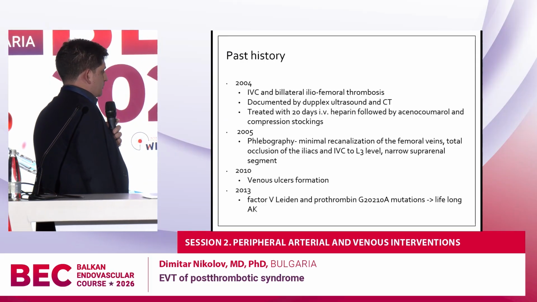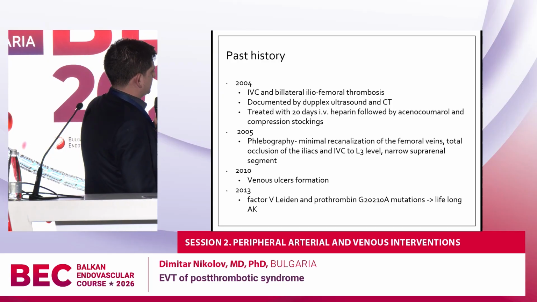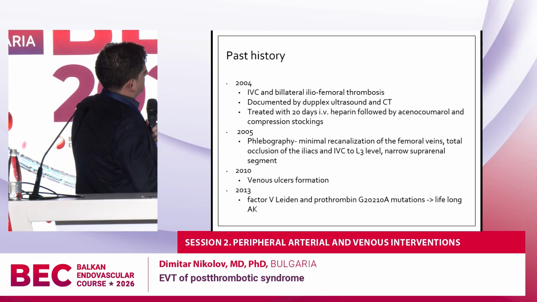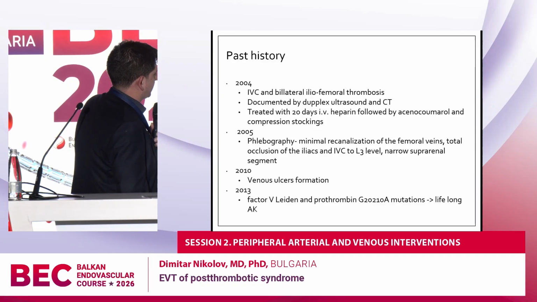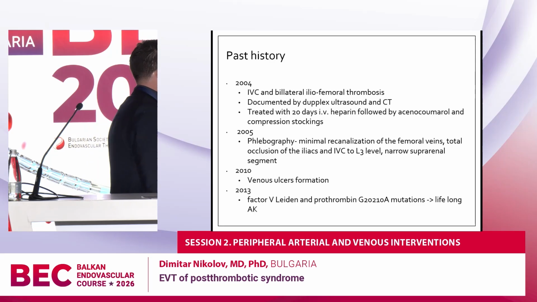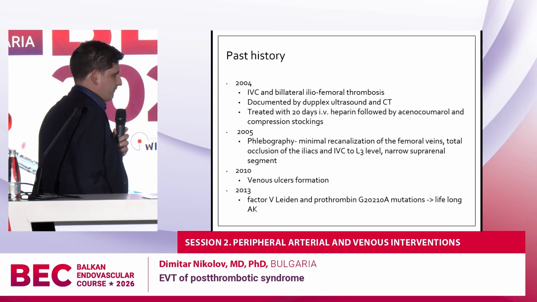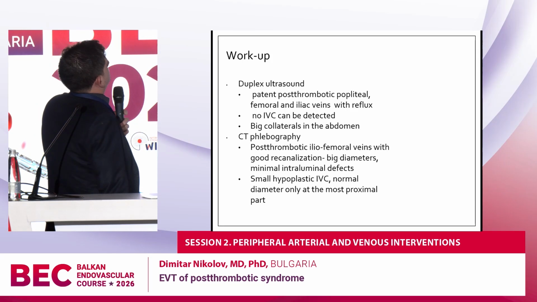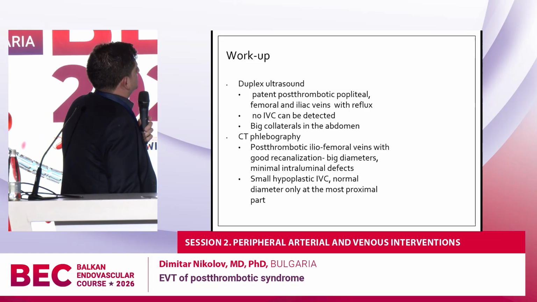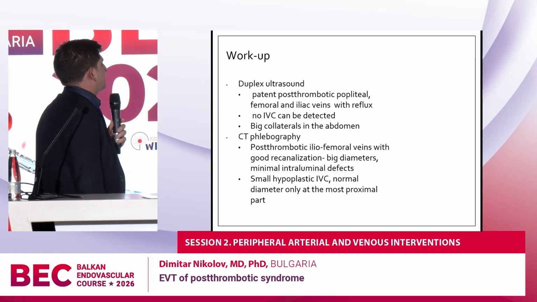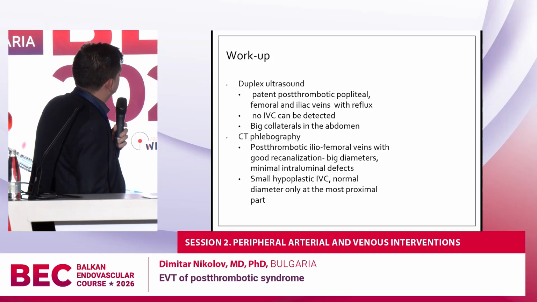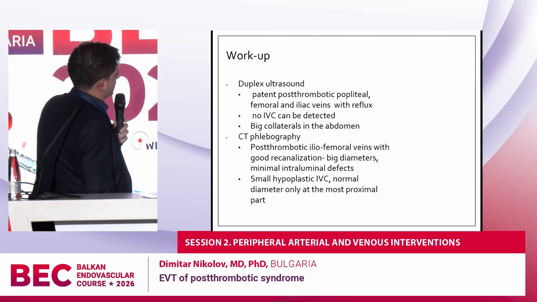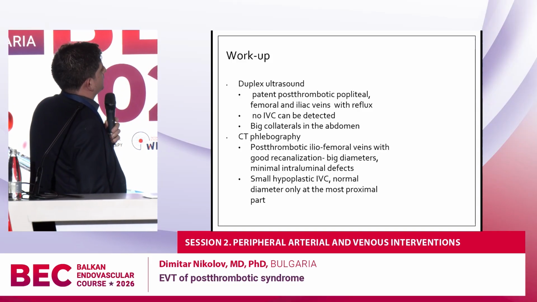2010, the venous ulcer formation started. 2013, he was tested and found to have factor V Leiden and prothrombin mutation, which means lifelong anticoagulation. The duplex ultrasound showed post-thrombotic popliteal, femoral, and iliac veins with reflux. No IVC can be detected, and there are really big collaterals in the abdomen.